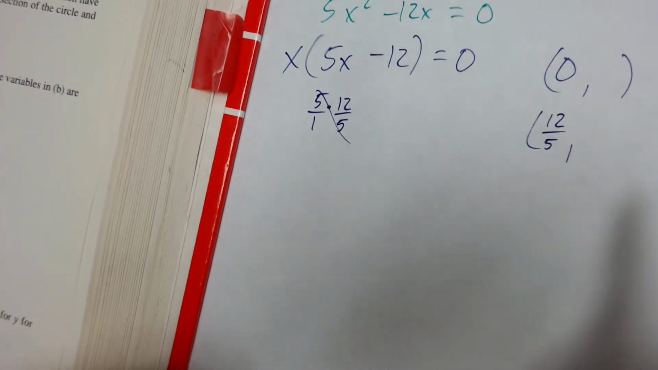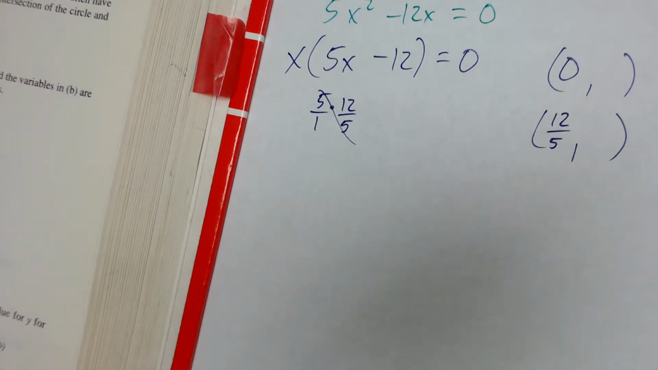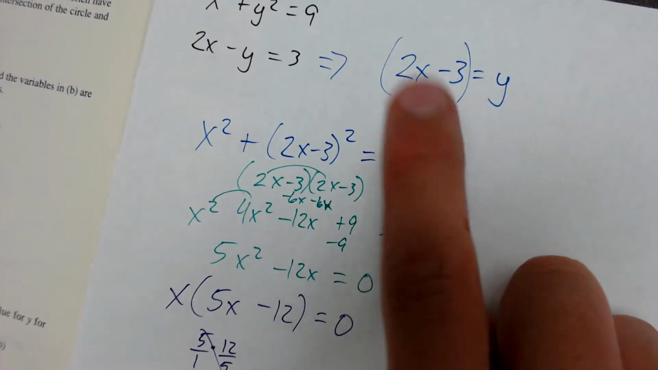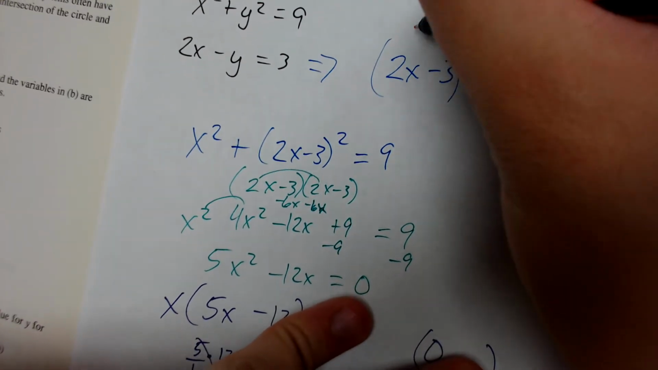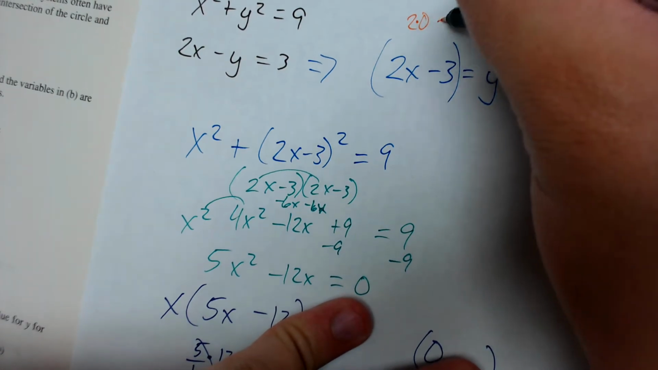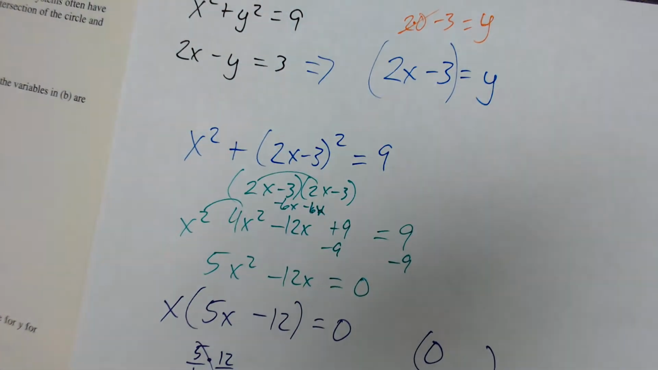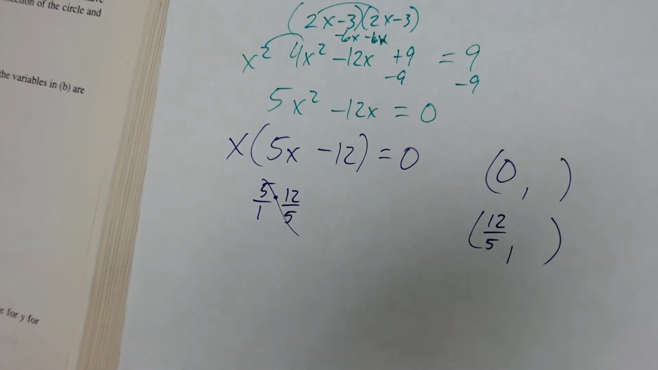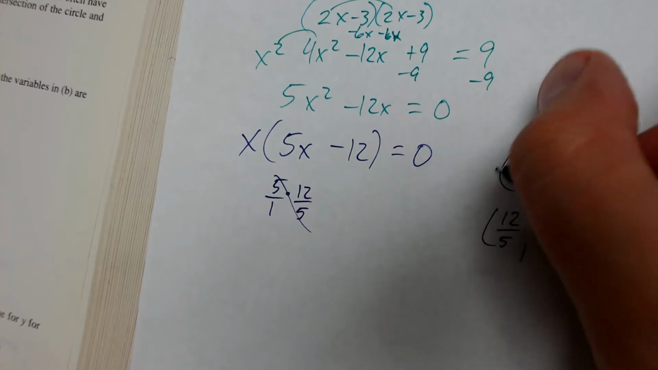Right, now that I've got these two x values, I have to figure out my y values. So I'm going to take these, and then I'm going to plug both of them into this equation. The first one being 0, if I plug 0 into this equation, 0 times 2 minus 3 is just going to be negative 3. So that works. So the first pair is going to be 0, comma, negative 3. That's one of my answers.